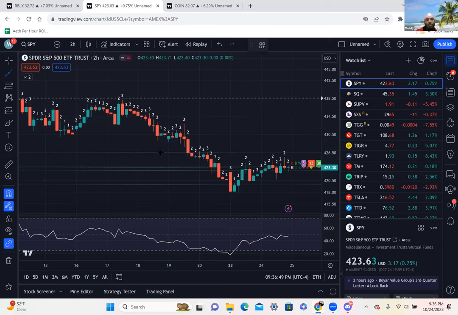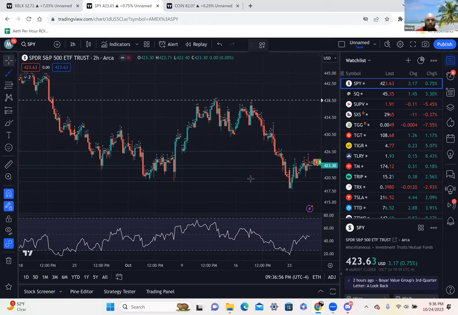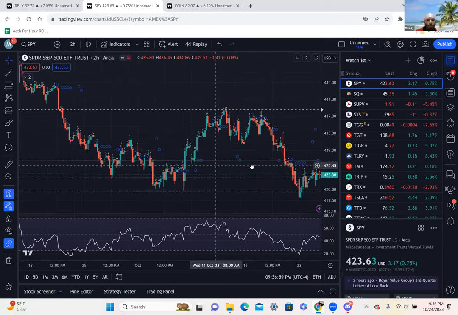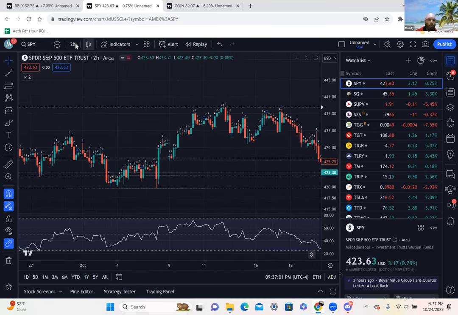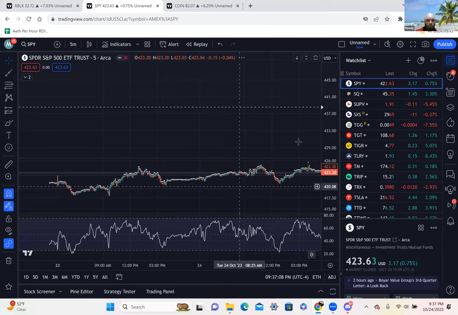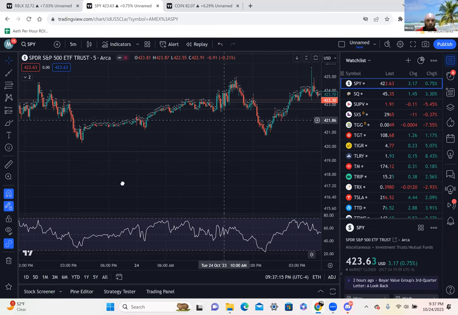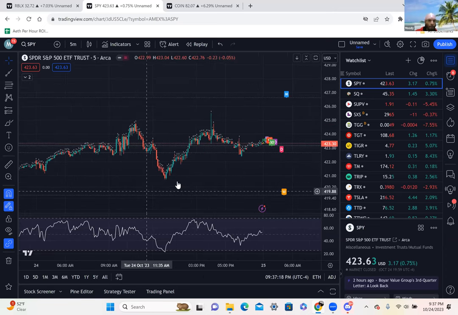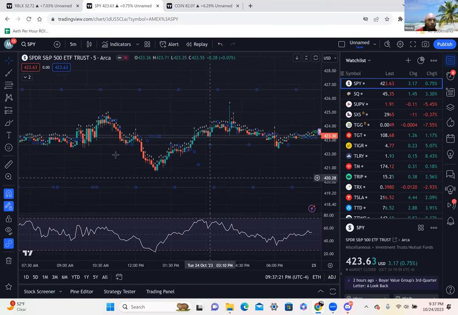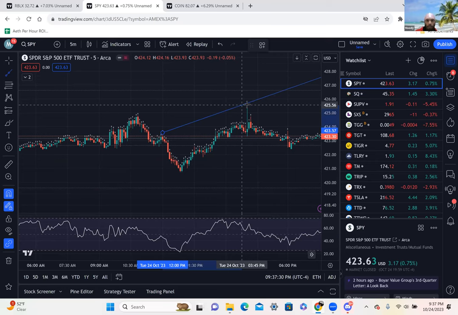Rays. I like to use these as well when I'm drawing broadening formations, right? Well, let's go to a smaller time frame. Got a perfect broadening formation right here, right? So when I'm drawing, you could draw broadening formations with a trend line as well. I'll show you why I use this one. The reason I use it is because of that.